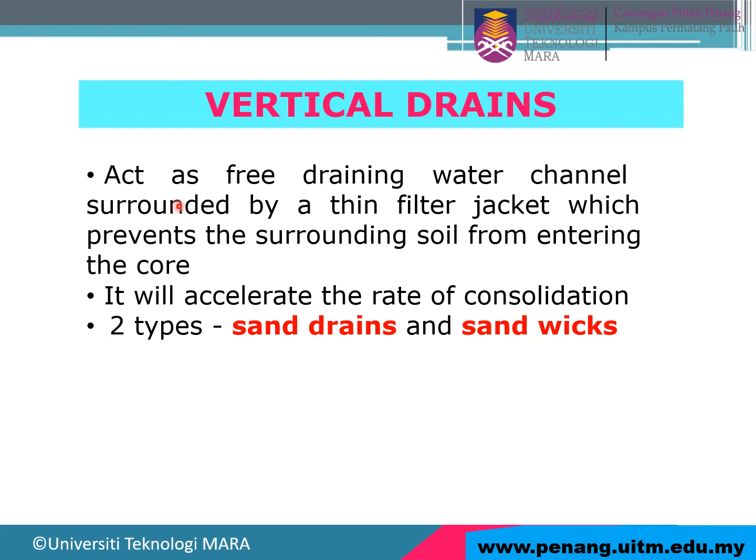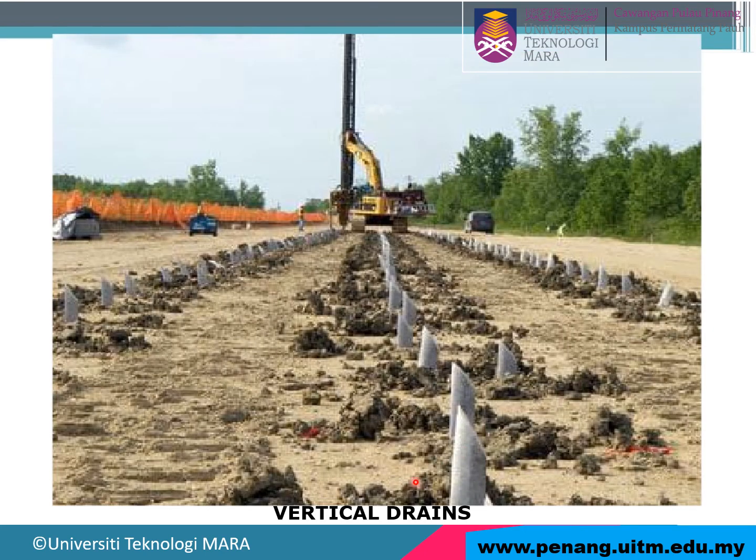A vertical drain acts as a free draining water channel surrounded by a thin filter jacket, which prevents the surrounding soil from entering the core. It will accelerate the rate of consolidation. We have two types of vertical drains. First is sand drains and also wick drains. This is an example of a vertical drain here.